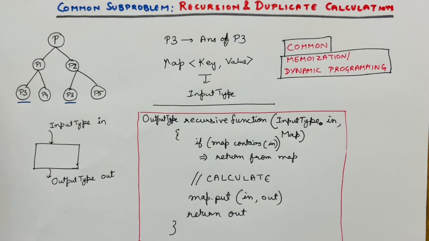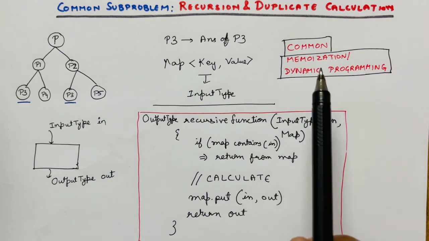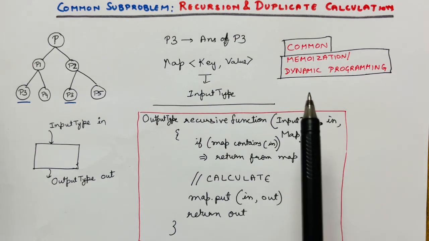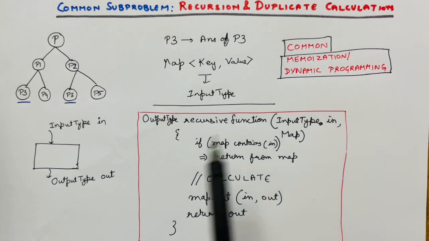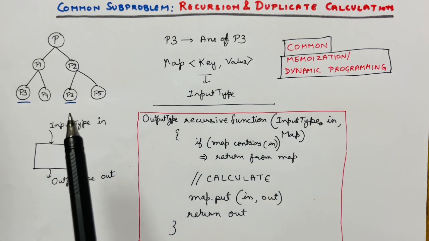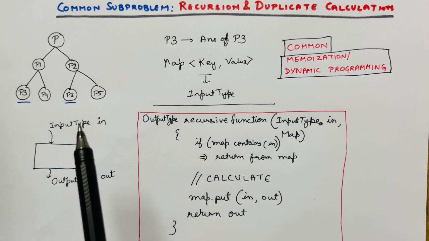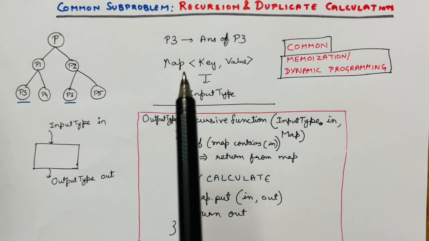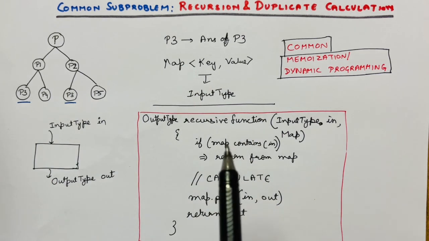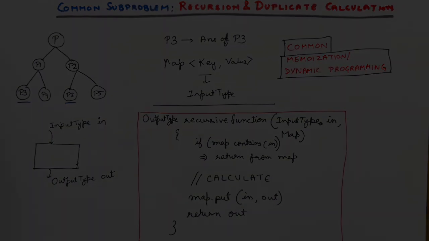This is the most common technique that we will use to solve recursion problems. This technique is also called memoization, and this is basically dynamic programming: we do not calculate the results twice for the same input, but we store the results somewhere and then we get those results whenever we encounter the same input again.